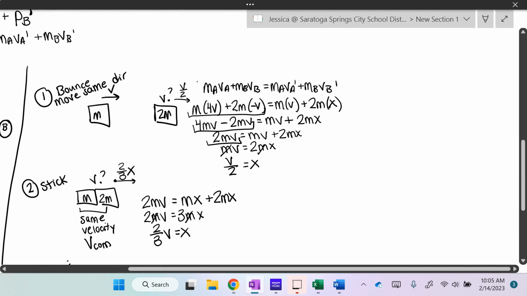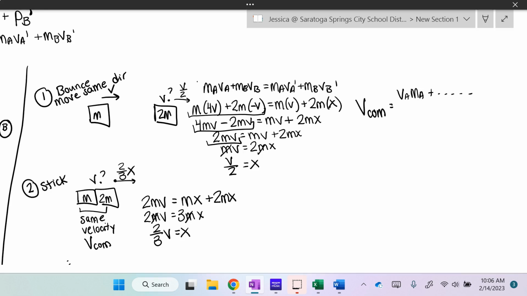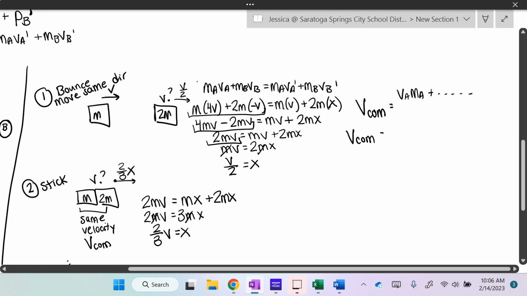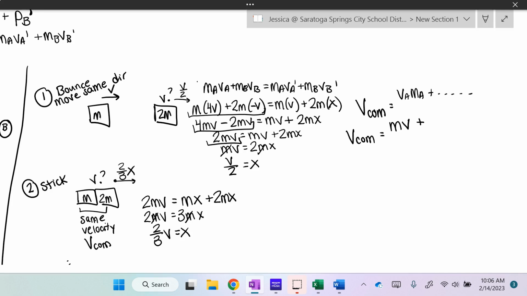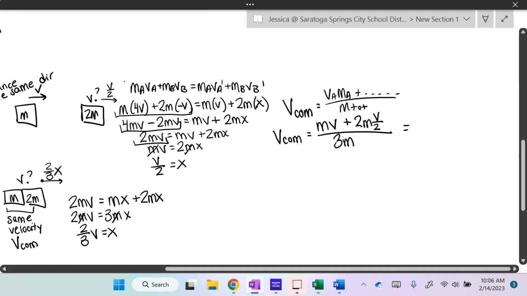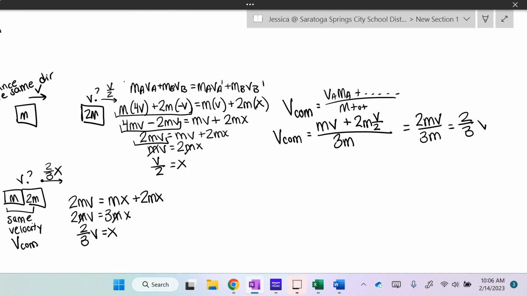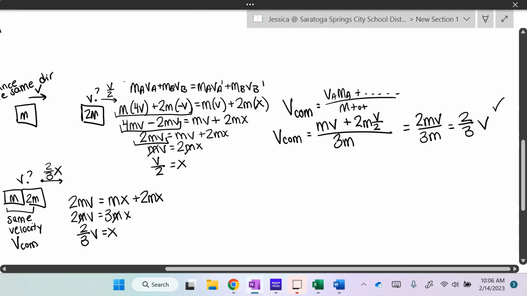All right, let's see when they bounce but move in the same direction, right? We can do our other velocity of center of mass equation, which is essentially the sum of each mass times its velocity. So V center of mass for the two objects, and I'm doing this after the collision. So I got mv plus 2m times v over 2, and this is over the total mass, so over 3m. So that gives me 2mv over 3m, and I still get that 2/3 v. So center of mass has remained the same as we predicted.